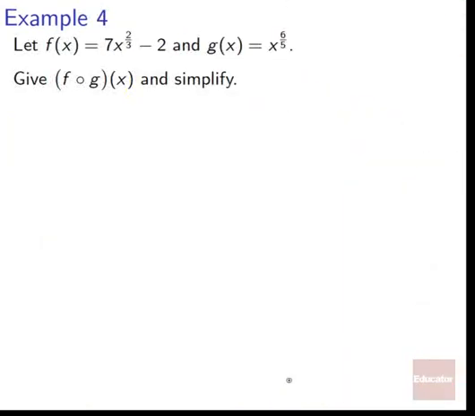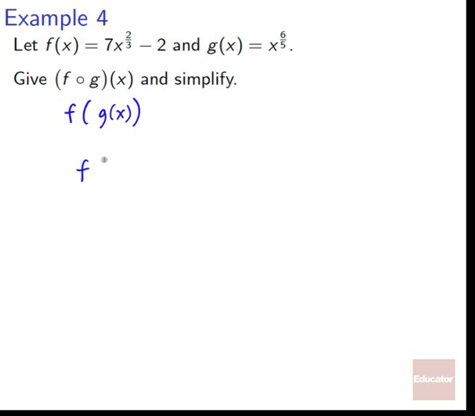All right, another example. f of x equals 7 x to the 2/3 minus 2, g of x equals x to the 6/5. Give f composed with g of x and simplify. Now remember, first thing, when we talked about function composition, f of g of x is almost always the way we want to switch to writing this. f acting on g acting on x.